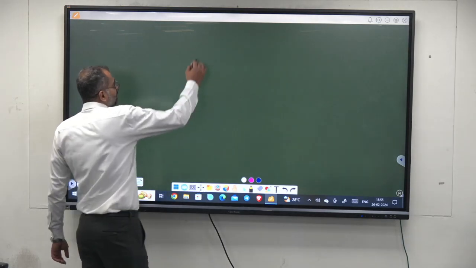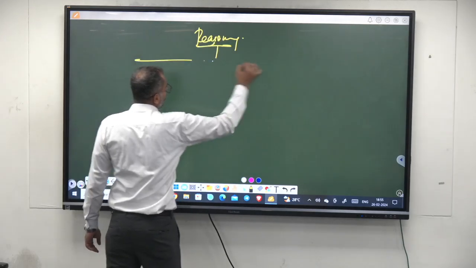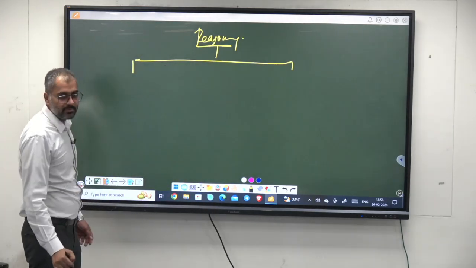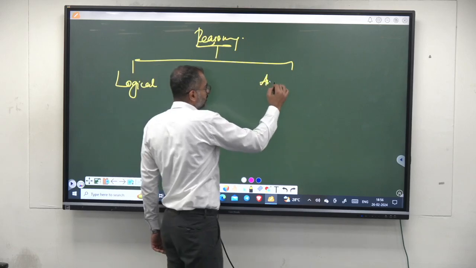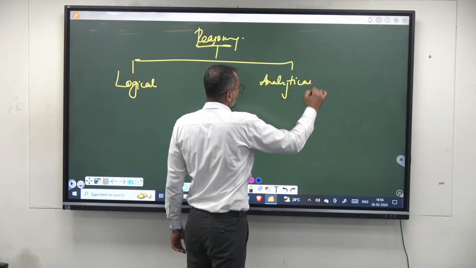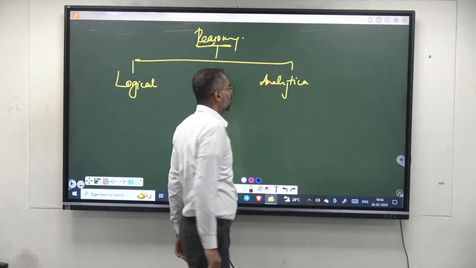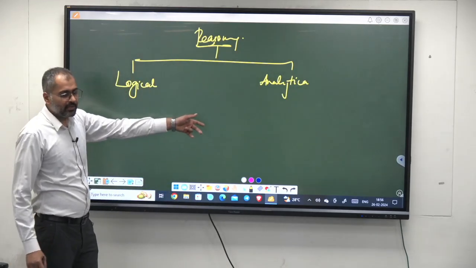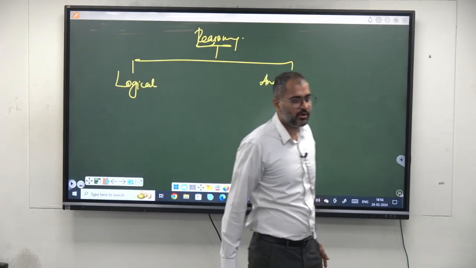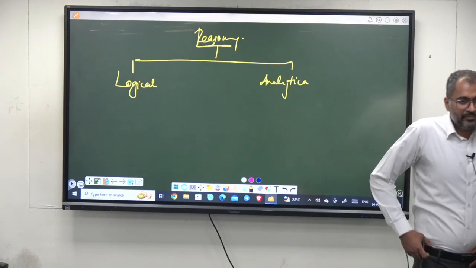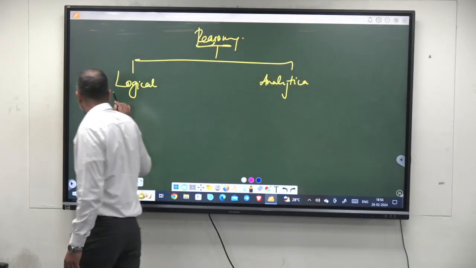When it comes to reasoning, there are 2 kinds of reasoning. One is logical, one is analytical, or else we can call it non-verbal and verbal. Let's not name them. If you extend this, the book writers will give you different names for each and everything. If you want to buy a book, that becomes 4 to 5 books. Make your own book, that will help you.